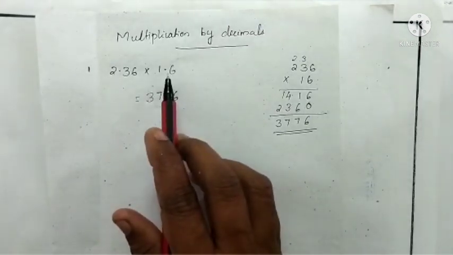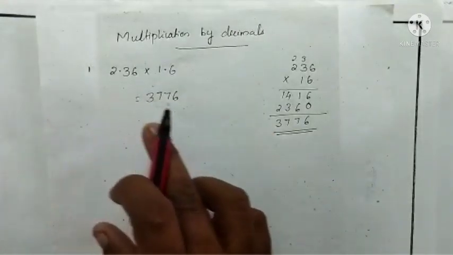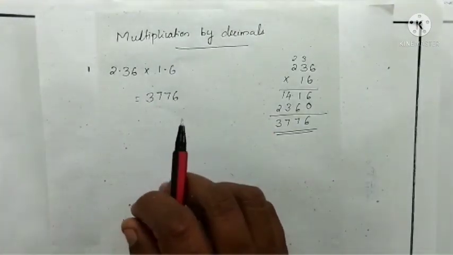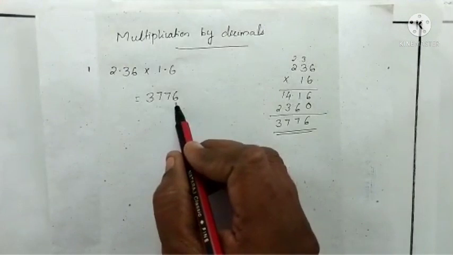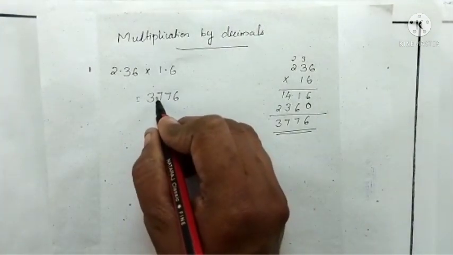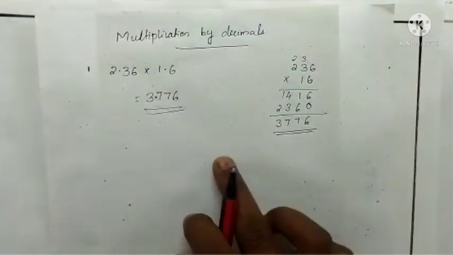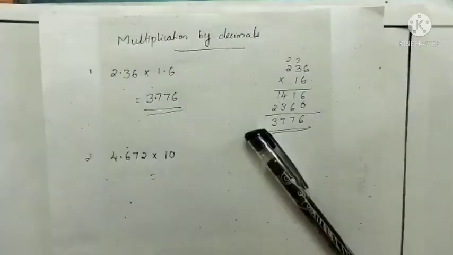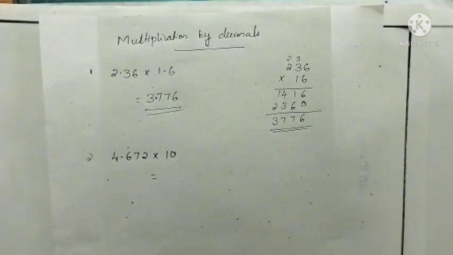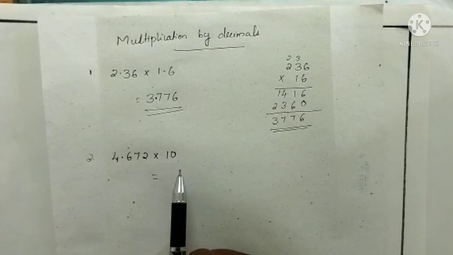So, total 3 numbers. So, from right to left, after 3 digits, we have to put the decimal point. 1, 2, 3. After that, we put the decimal point. This is the answer of the 2 decimal numbers. Understand all of you? Move to the next question, that is 4.672 into 10.